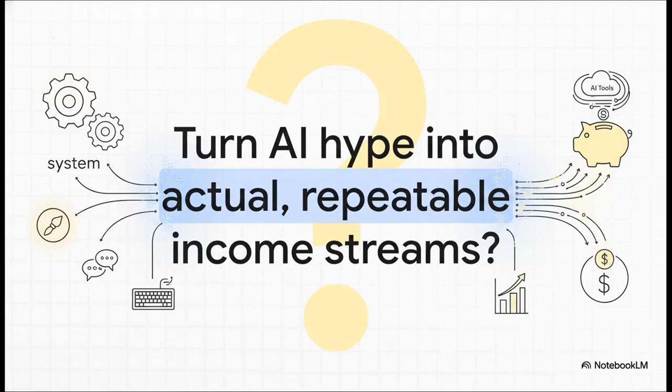And this is the million-dollar question, isn't it? We are drowning in AI tools, from text generators to video editors, but the path from just using them to actually earning from them feels like a total maze. It's not about finding one perfect tool. It's about building a system that you can repeat over and over. So how do you actually do it?